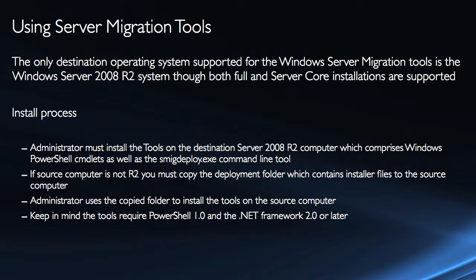all the installer files, to that source computer. If it is R2, then you don't need to do that. The administrator would then use the copied folder to install all the tools on the source computer. Now keep in mind, these tools will require PowerShell 1.0 and the .NET Framework version 2.0 or later. PowerShell is built on top of the .NET Framework.